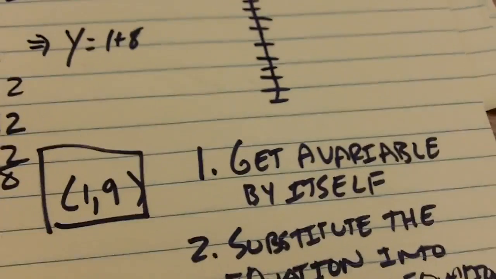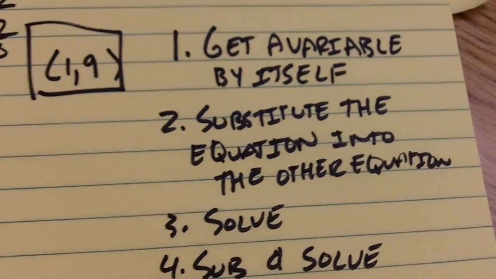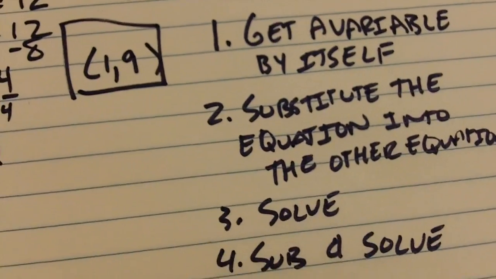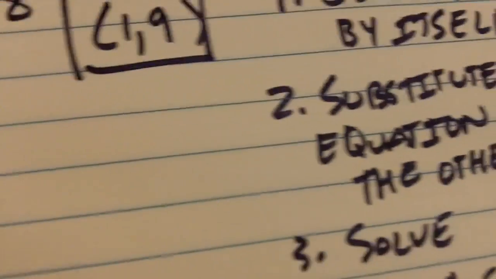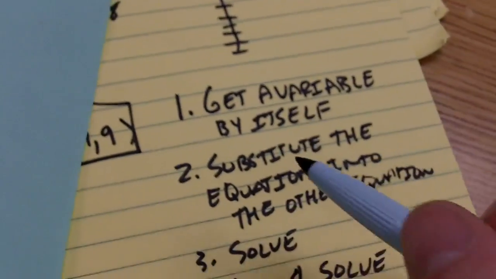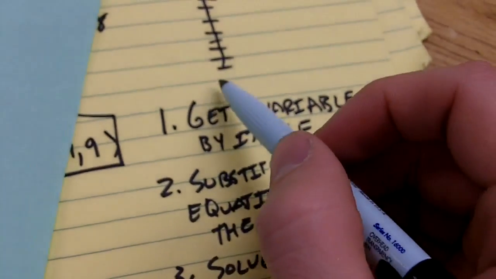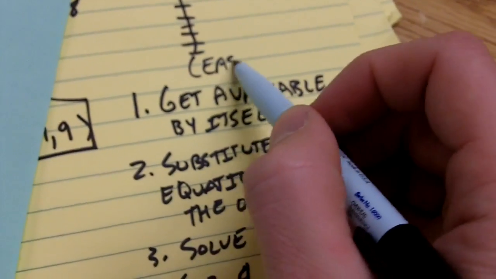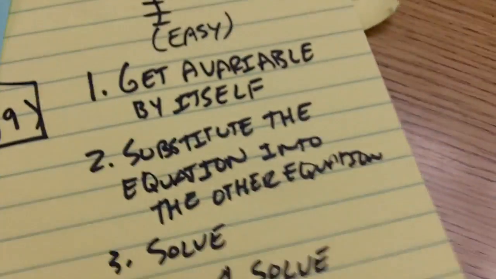So let's work out a few of these off your homework that you haven't already done, keeping these rules in mind: get a variable by itself, substitute, solve, and then substitute and solve. I'll start with the easier ones. It turns out the only time we're going to use substitution is if it's easy to do this. If that's not easy, we're not going to. So let's do a couple off this worksheet.